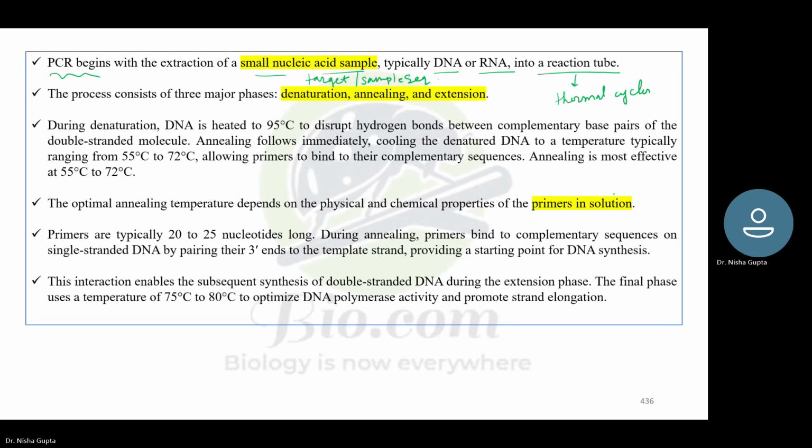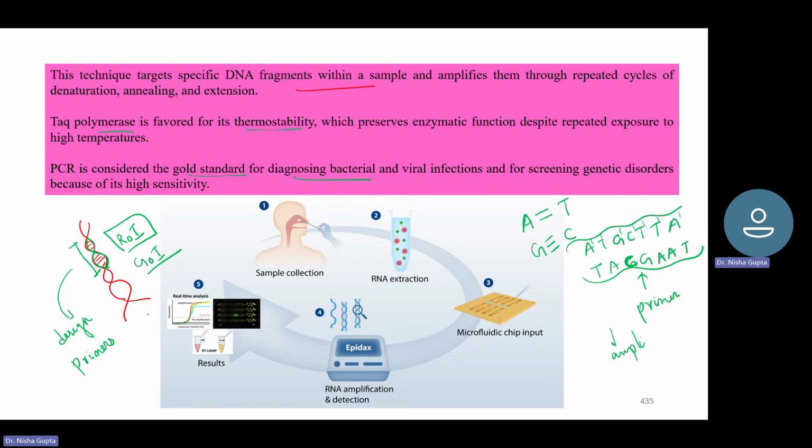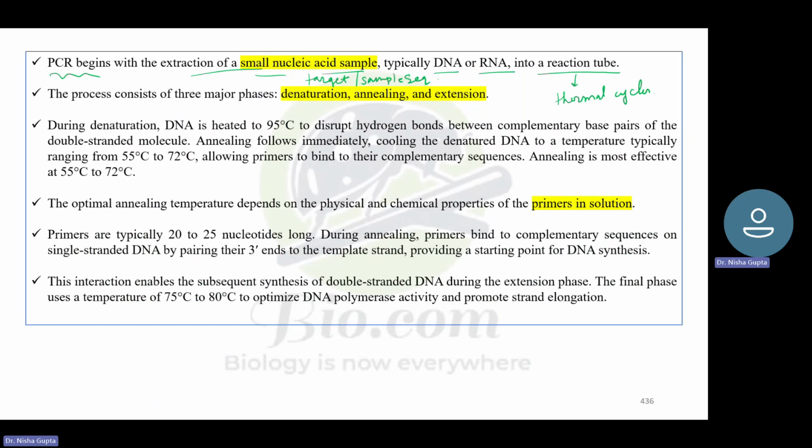So see, it basically involves three steps. So as I told, you need a small nucleic acid sample. You can see here, as I told, this is your gene of interest. So gene of interest तो आपको चाहिए होगा, that is acting as a target or the source DNA sample sequence. And after that, you will be doing the three steps. The first one is denaturation followed by annealing and then primer extension, right? So during denaturation, DNA is heated to 95 degrees Celsius to disrupt the hydrogen bond.